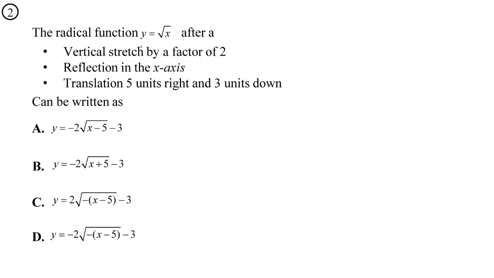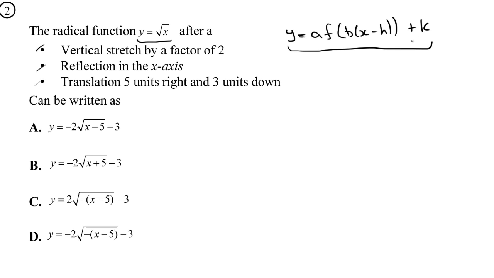So we're given the function y equals the square root of x, and we're applying all these different transformations to it, and it's our job to figure out what the heck is going on here. Whenever I start with a question that deals with these transformations, I always like to write out the general form first. That looks like y equals a f of b times x minus h, plus k. You can find this on your diploma formula sheet.